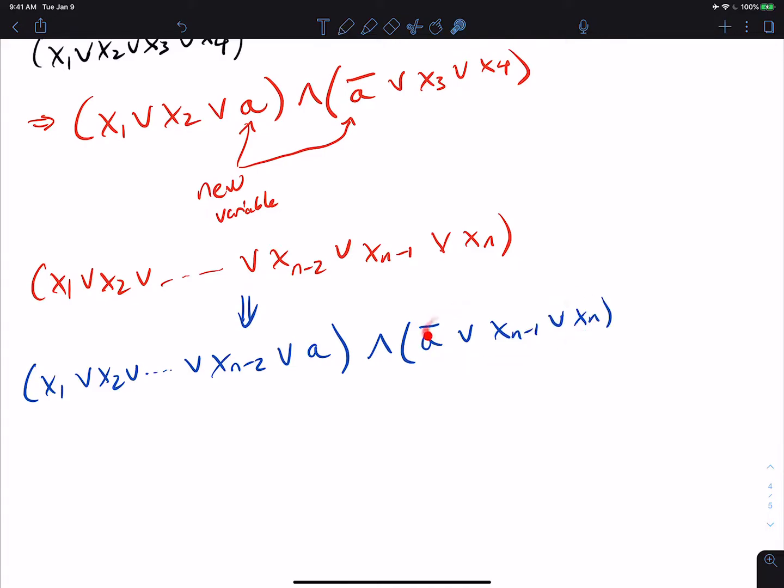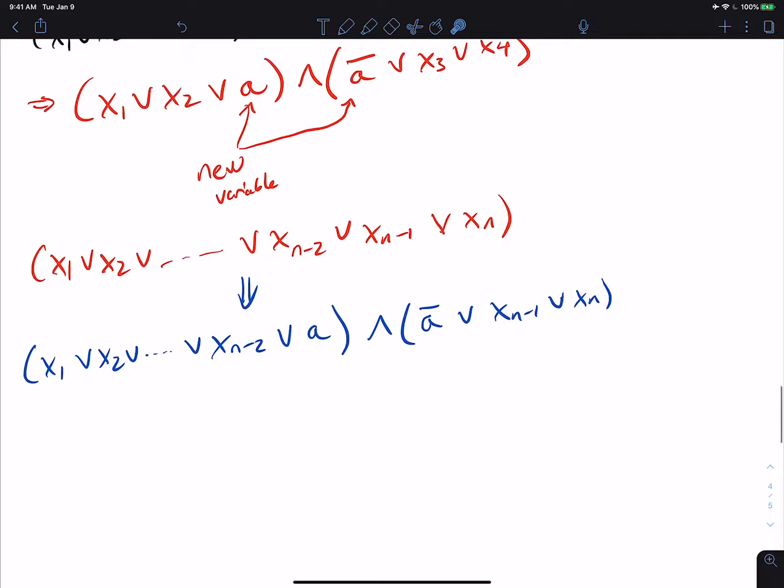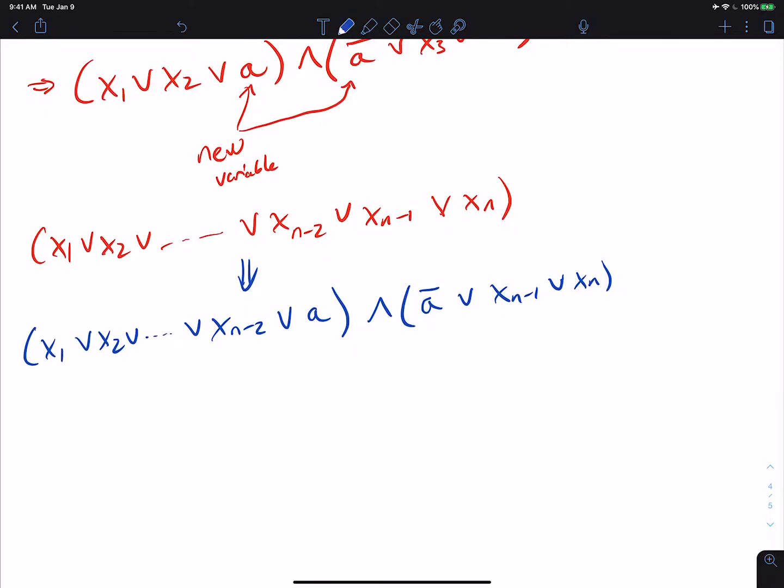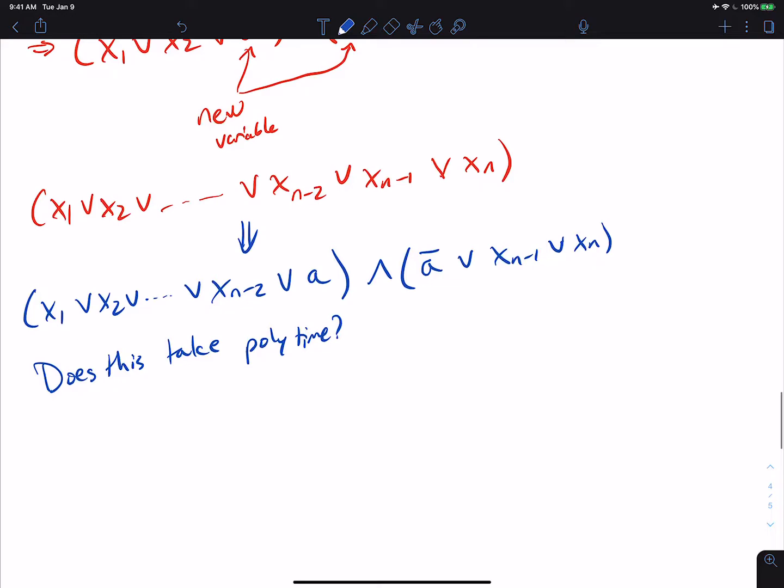So this clause has three literals in it, which is great. And now all we need to do is apply the same thing inductively on this part over here to break down this clause into smaller clauses. This clearly is satisfiable if and only if the original formula was satisfiable. But does this take polynomial time? Which is always the question we need to ask when trying to prove this. And I claim yes, it does.